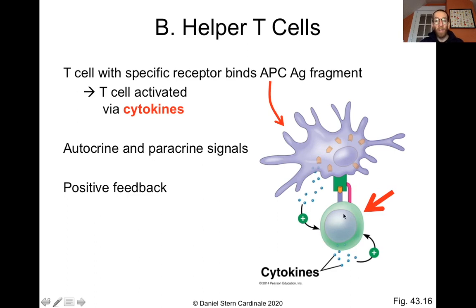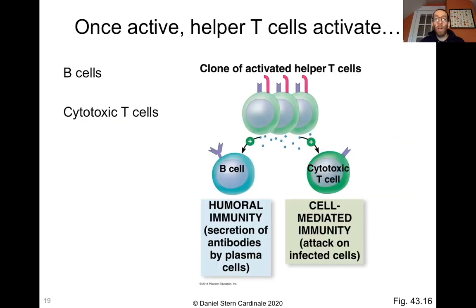And then that helper T cell is going to release its own cytokines, which it is going to detect. So that's autocrine signaling. This is going to be positive feedback. We have the detection of the APC. That's going to trigger the release of the cytokines. So that's going to activate this cell, which is going to trigger the release of additional cytokines, which will amplify its activity. So it's a positive feedback loop of activation for the helper T cells. Once the helper T cells are active, they're going to subsequently activate other components of the adaptive immune response.